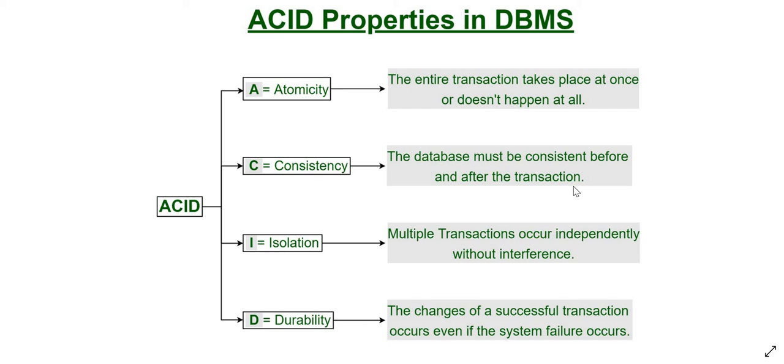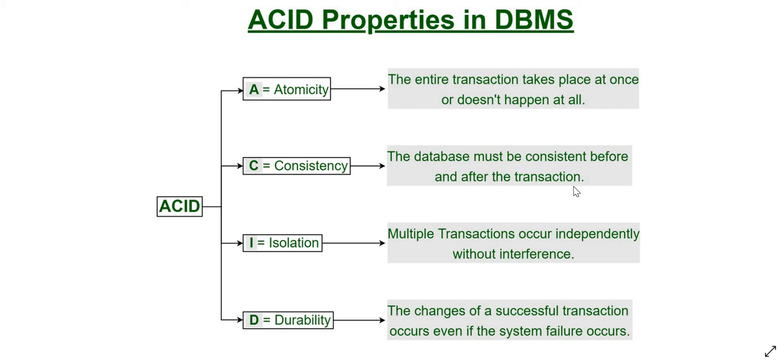Now, what consistency makes sure is that it takes the sum of the money before the transaction and after the transaction. Before the transaction, account A had 10,000 rupees and account B had 5,000 rupees, so the sum of money was 15,000. After the transaction, account A has been left with 9,000 rupees and account B has 6,000 rupees, which again makes it 15,000. So this is the consistency.